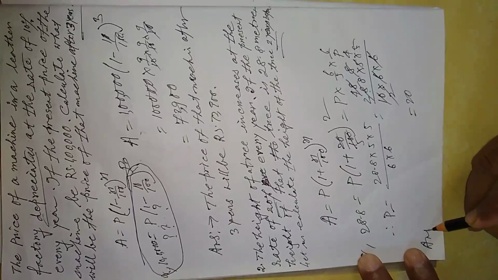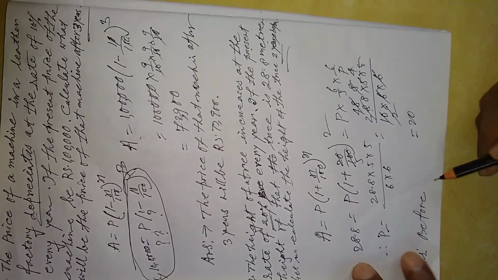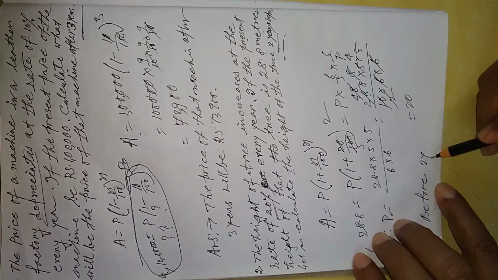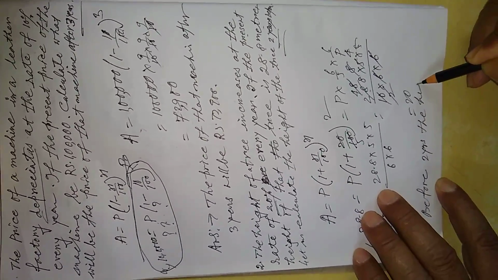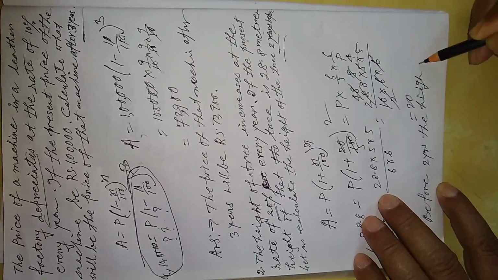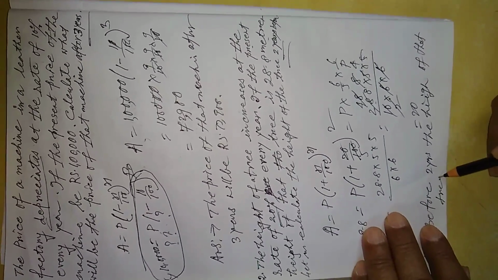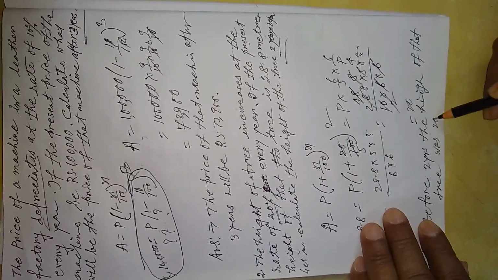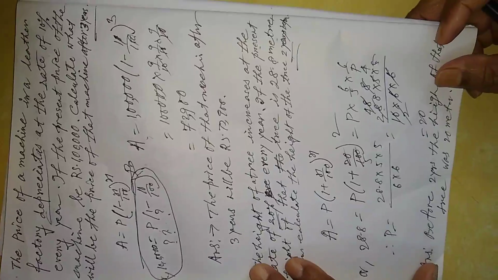And the answer is, therefore, 2 years before, the height of that tree was 20 meters. Okay, the second sum is over.